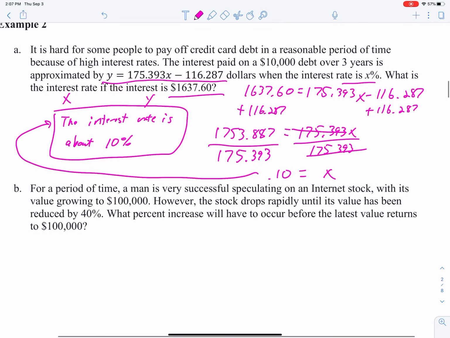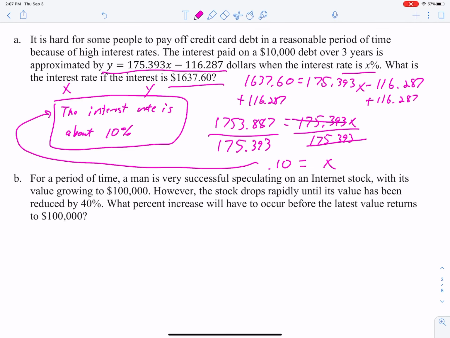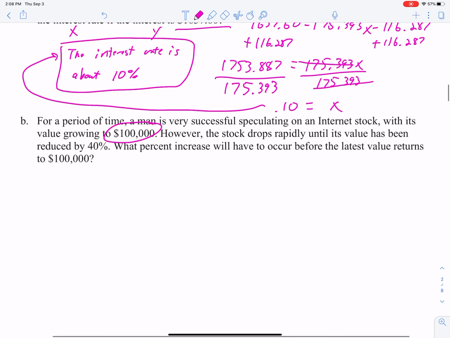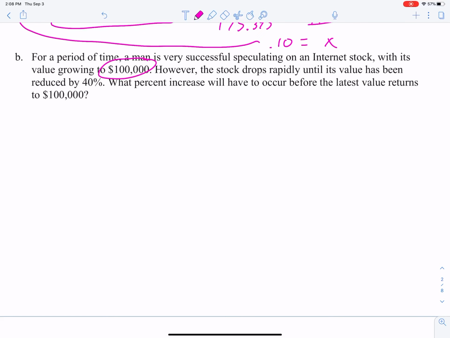Okay, moving on. For a period of time, a man is very successful speculating on an internet stock, with its value growing to $100,000. However, the stock dropped rapidly, and its value has been reduced by 40%. So reduced by 40% of that original $100,000. What percent increase will have to occur before the latest value returns to $100,000? Okay, so this is one of those problems where we've got to create these equations based on what they tell us.